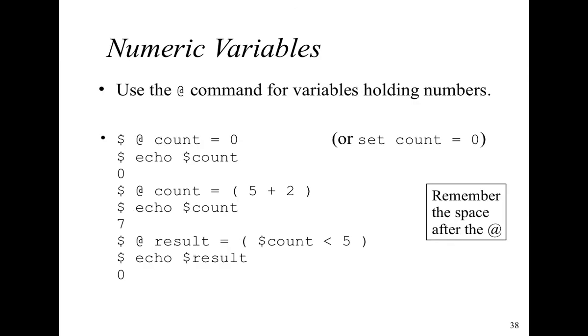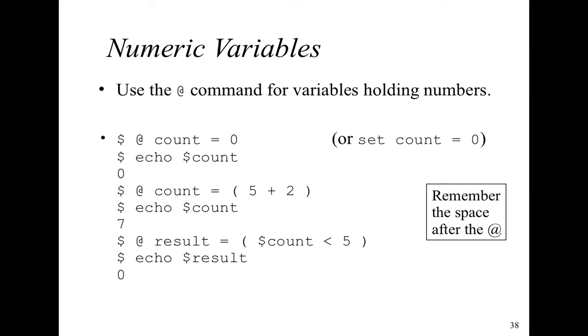Numeric values. So you can use the @ symbol, or the @ command, for variables holding numbers. So @ count = 0 sets the count equal to 0. So @ is for numbers. Without the @, we get strings by default. Remember the space after the @. Actually, that's a good point. You have to put a space after the @ symbol. If you don't put a space, you're not defining a variable, you're doing something else.